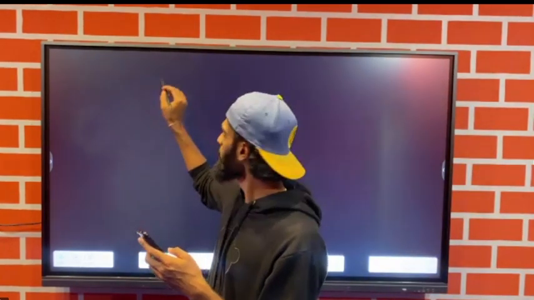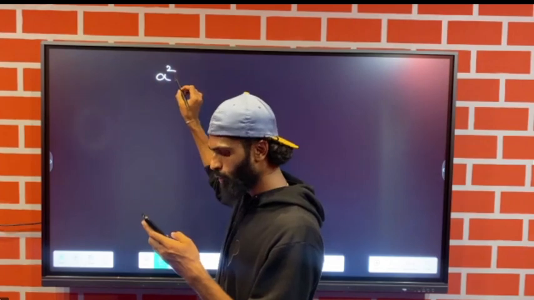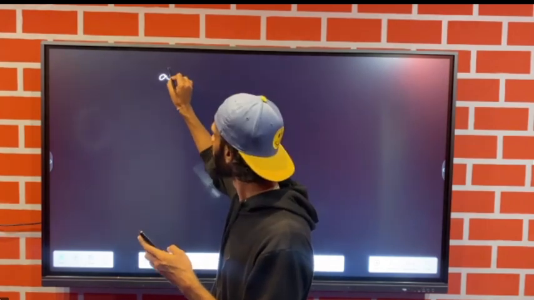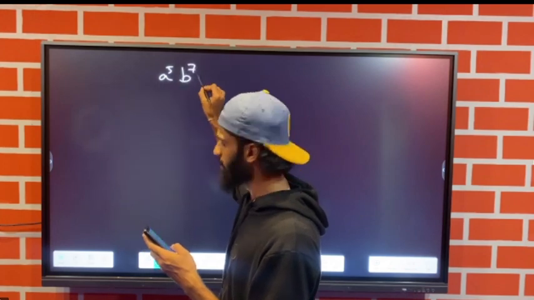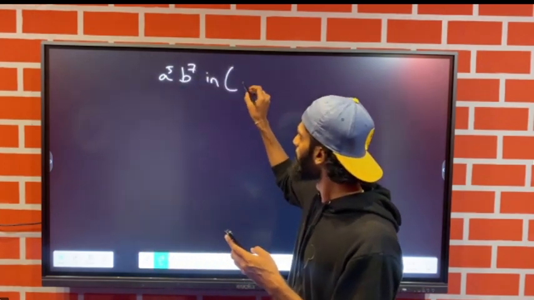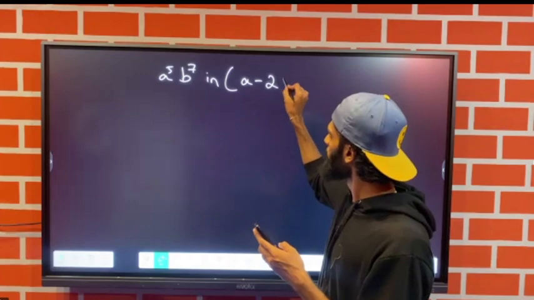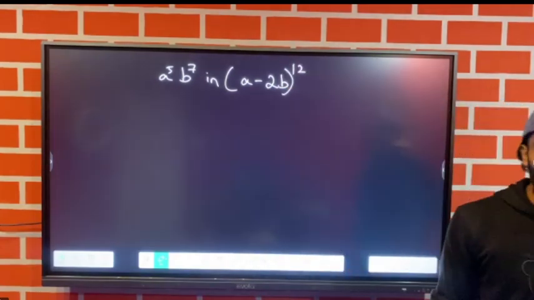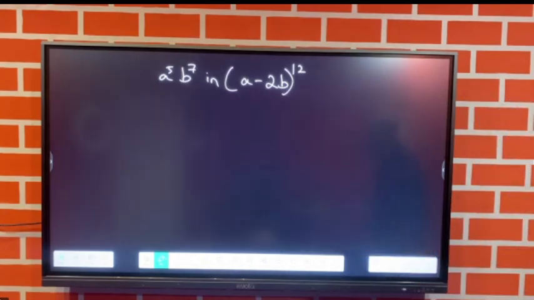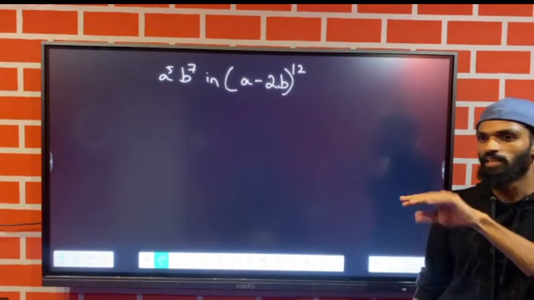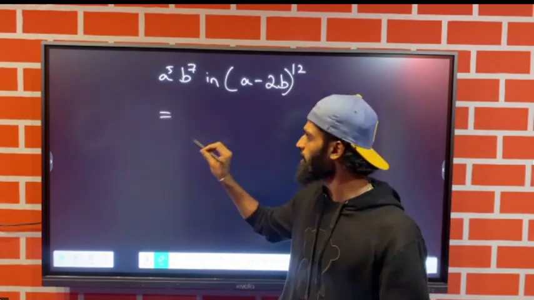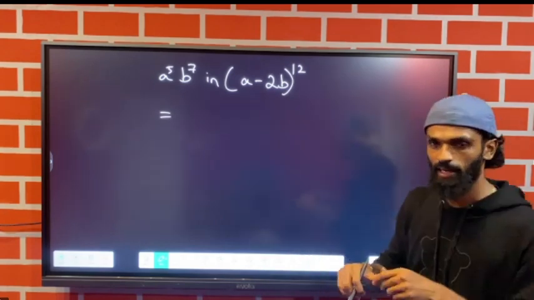Supposed to find the coefficient of A to the power 5 and B to the power 7 in (A minus 2B) to the power 12. Whatever the question might be, we start off to find the general equation. Left hand side, I don't know. Right hand side, I won't write the general thing, I'll write the answer directly.